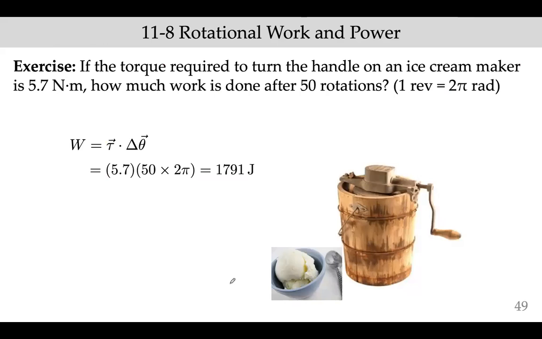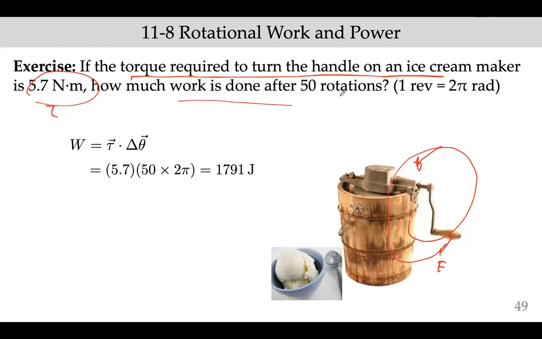Okay. So this is a machine that people used back in the days to make ice creams. So it's a manual machine. So you basically apply a force and then turn this, and then it churns the milk and the other ingredients, and it makes ice cream. So you basically apply torque. If the torque required to turn the handle on an ice cream maker, so this is the torque required, how much work is done after 50 rotations?